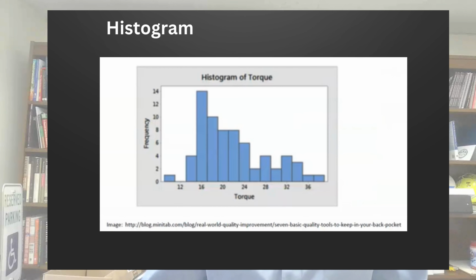So that leads us into a histogram. The histogram just allows you to evaluate the shape and central tendency of your data so that you can assess whether your data is following a specific distribution, such as the normal distribution. So that's helpful in analytics.